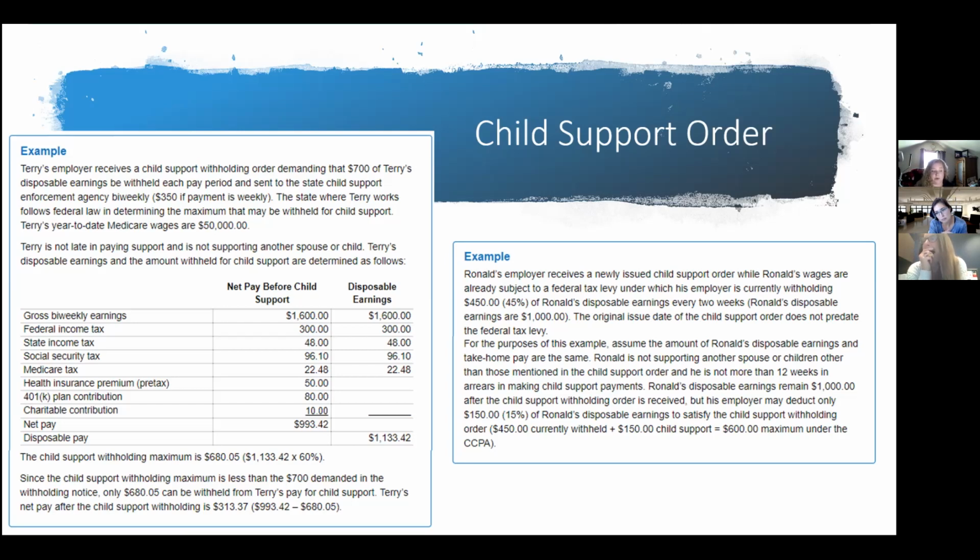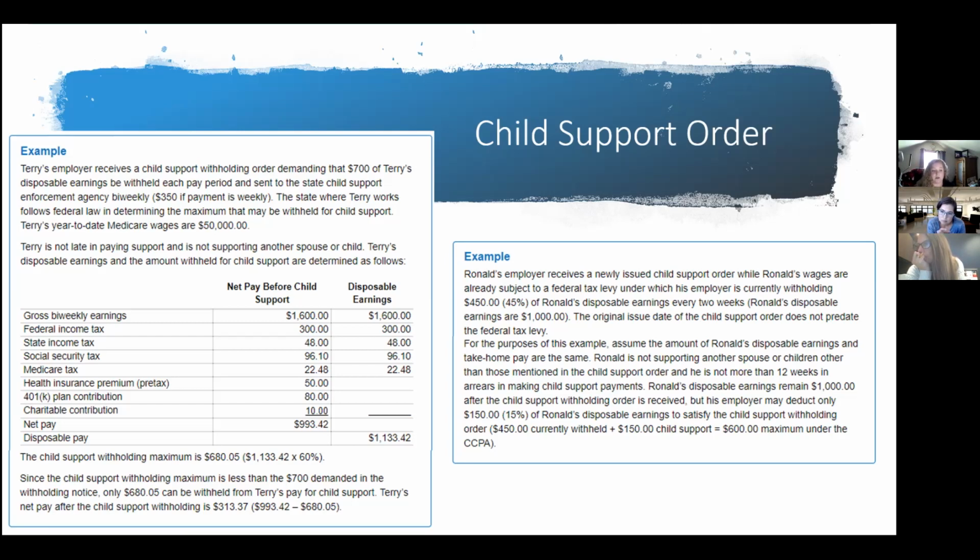So for purposes of this example, we're going to assume that his disposable earnings and his take-home pay are the same. Ronald is not supporting another spouse or children other than those mentioned in the child support order, and he is not more than 12 weeks in arrears in making child support payments.